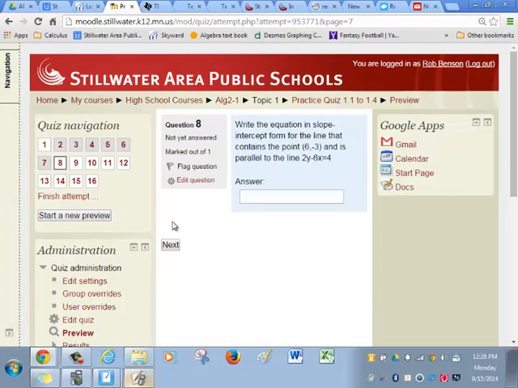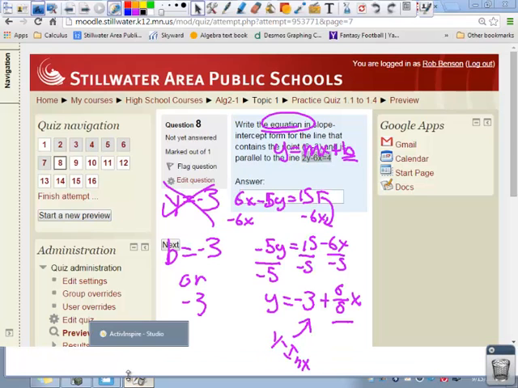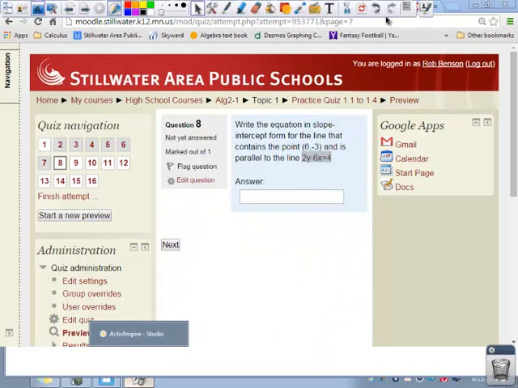Okay, problem 8 says write the equation in slope-intercept form, that's y equals mx plus b, for the line that contains this point and is parallel to this line right here. Okay, so again, let's set up this whole problem here. We want an equation, and our equation is going to be y equals mx plus b.